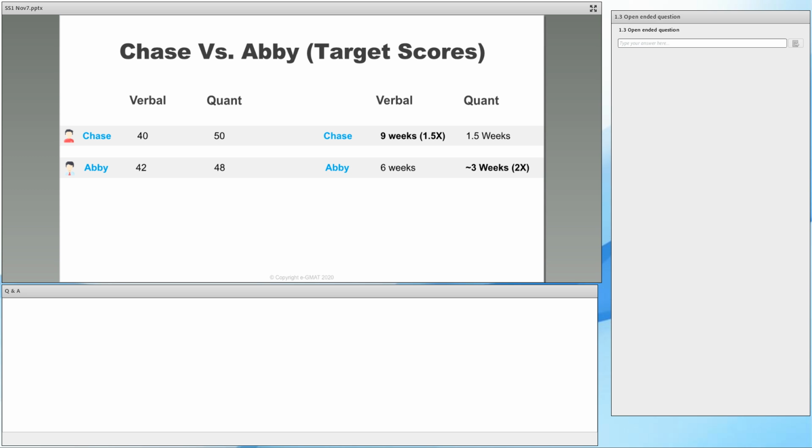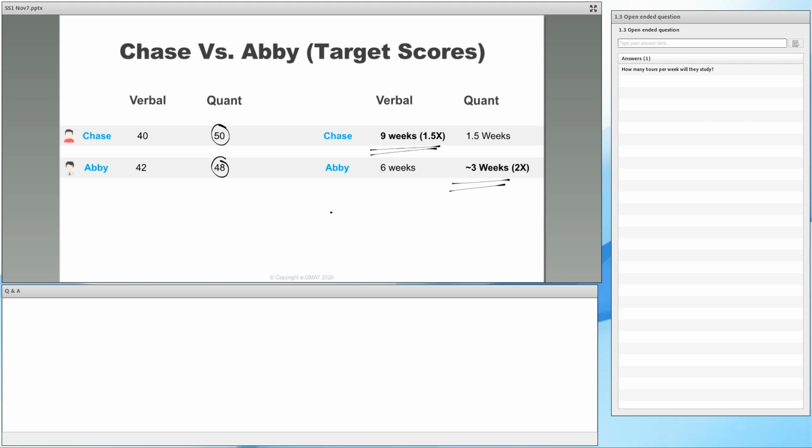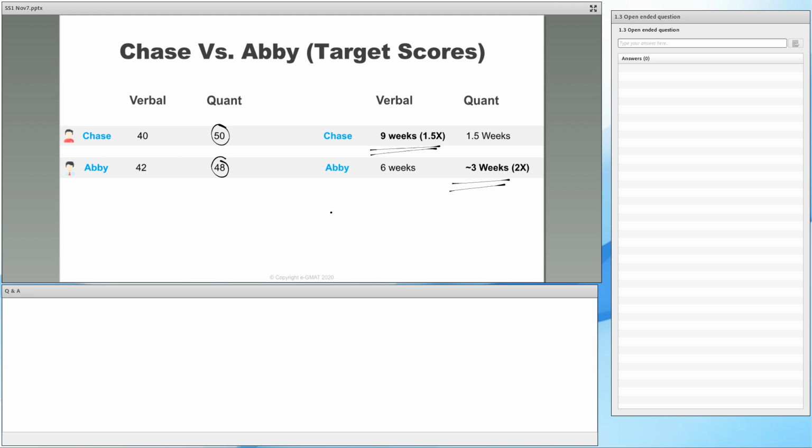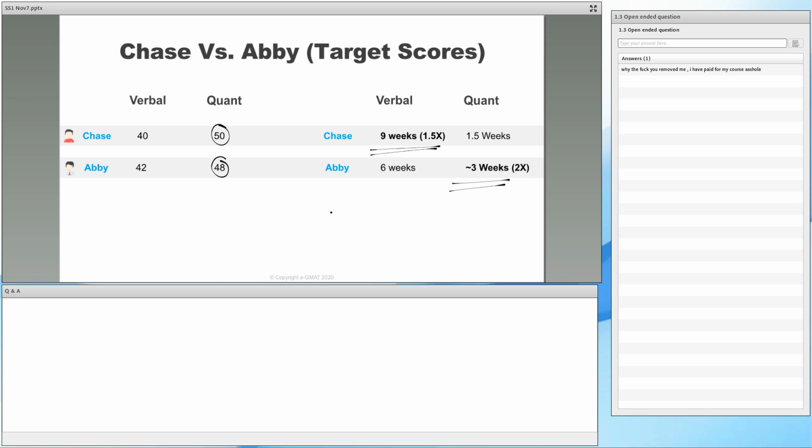With regards to the amount of time, that's not the biggest difference. It's also, when you look at this, to say even though Chase is aiming for a lower verbal score than Abby is, he needs 50% more time to get there. Why? Because his starting score is less. Similarly, even though Abby is aiming for a Q48 versus a Q50, she needs twice as much time to get there over here. And this is where the personalization of that study plan is really important.